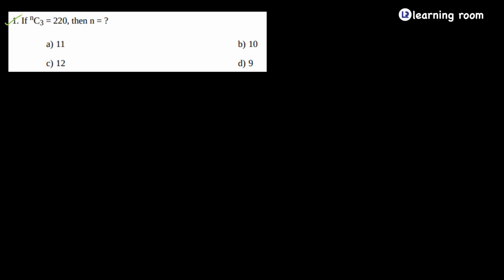Okay. Where did n go? It is n into n minus 1 into n minus 2 into n minus 3 factorial.